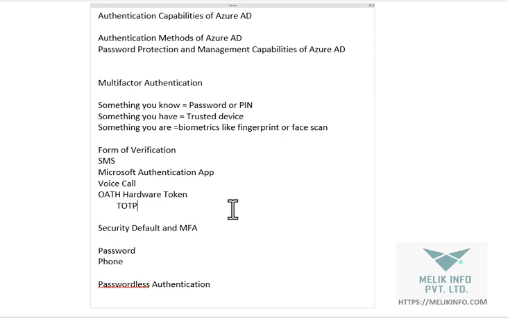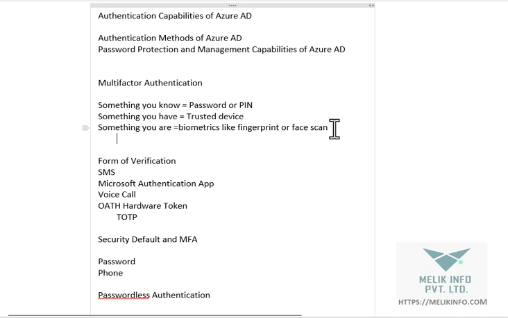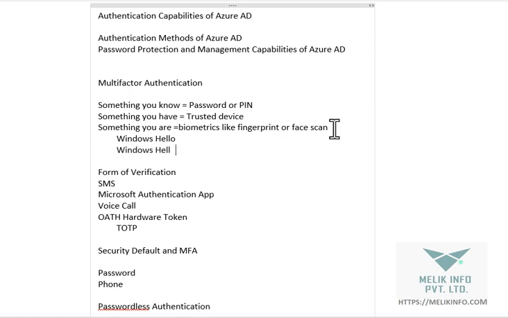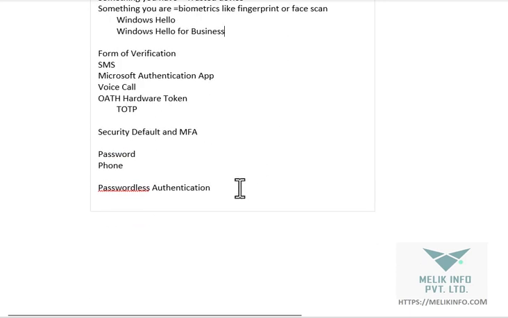Now, when we talk about something we are, it is Windows Hello and Windows Hello for Business. We will discuss this term later on. So, you can use your biometric, your fingerprint scan, with your Microsoft Authenticator app. If you are using the Microsoft Authenticator app, it actually provides you passwordless authentication with Azure AD.